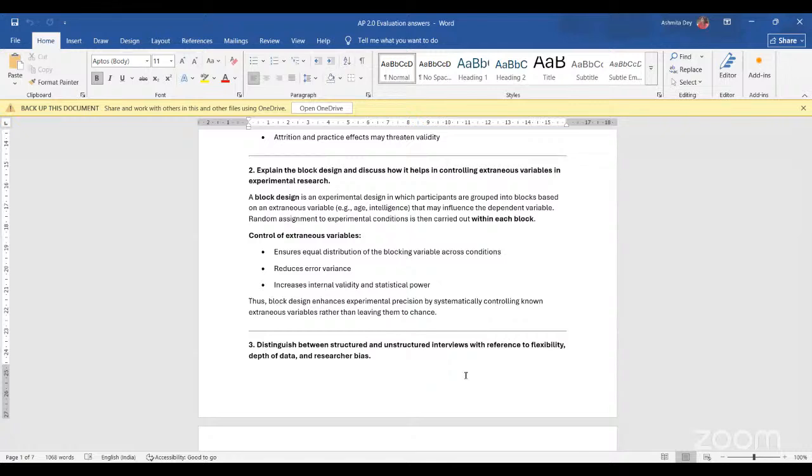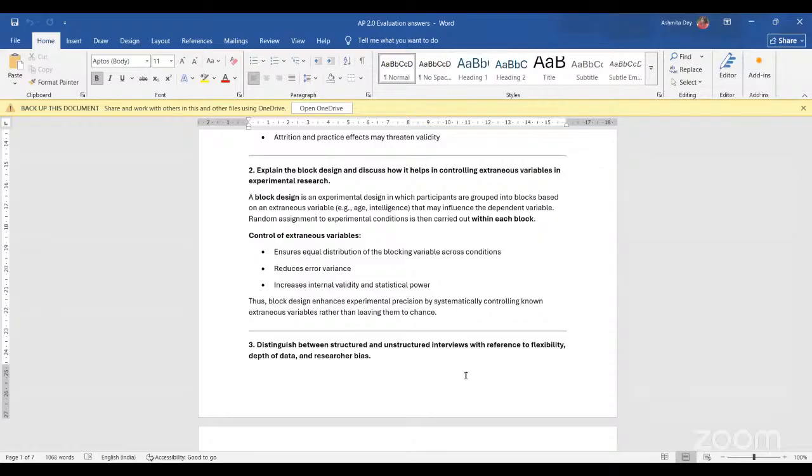So over here, I have highlighted all of them. The answer basically is: the block design is an experimental design in which participants are grouped into blocks based on the extraneous variable that may influence the dependent variable. Random assignment to experimental conditions is then carried out within each block. Either it was not mentioned that the participants were grouped based on an extraneous variable or a common characteristic, and that was another miss that was most common in this answer.